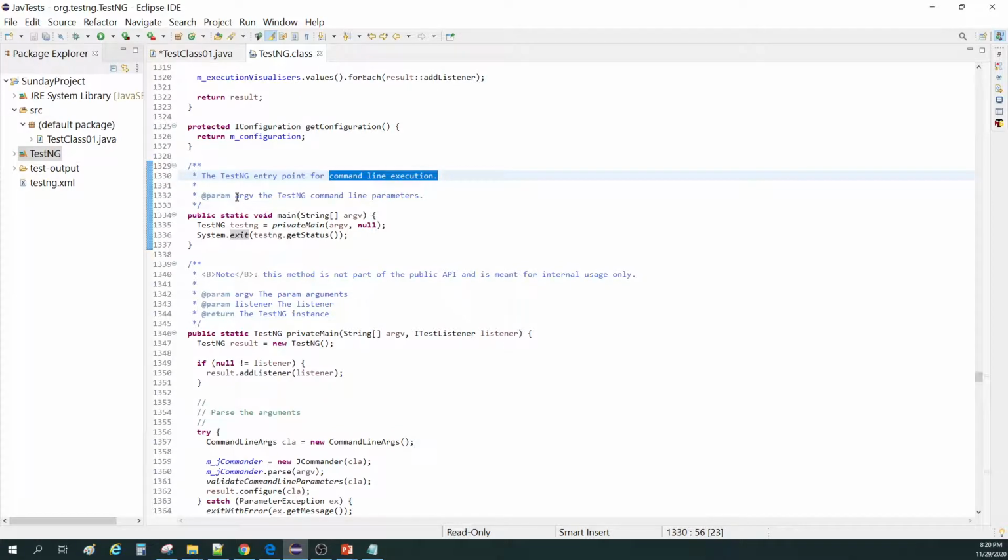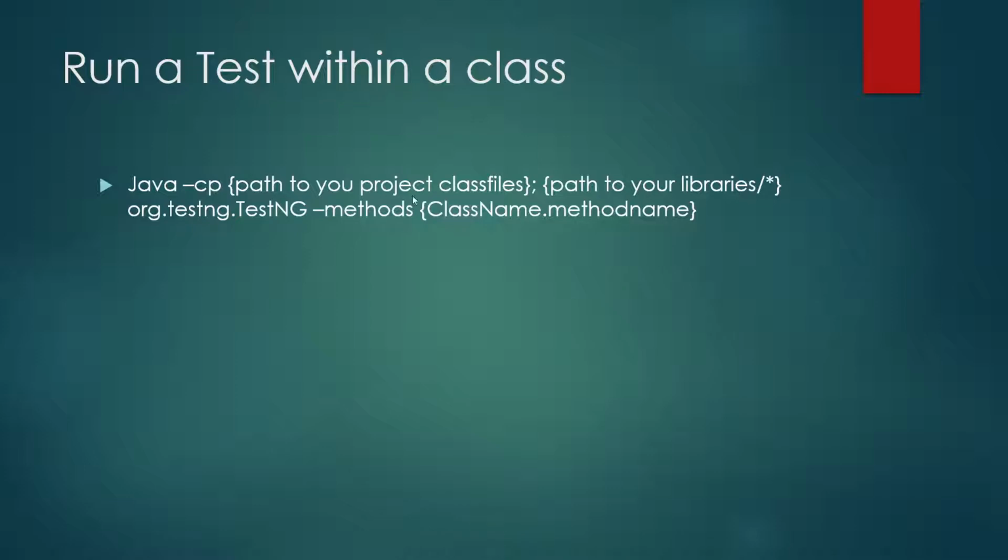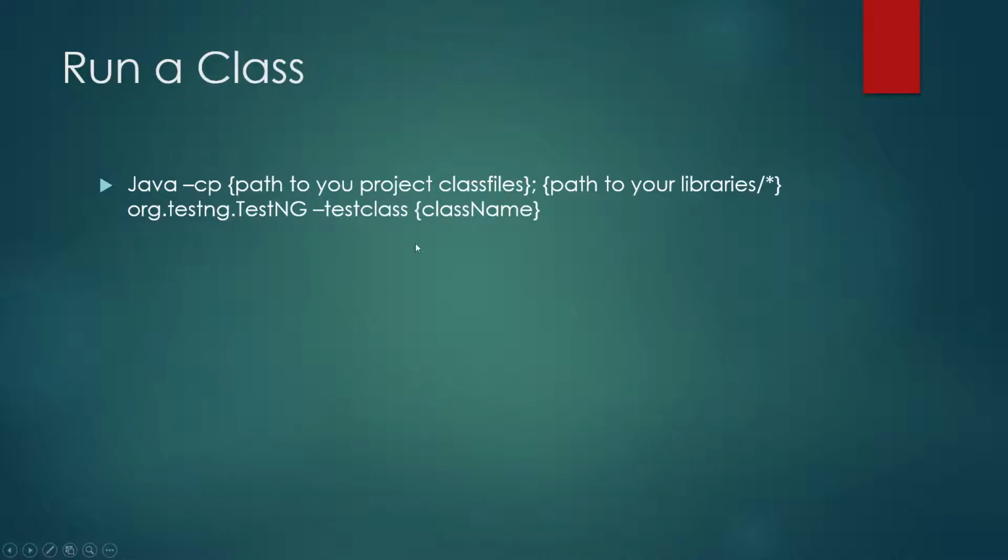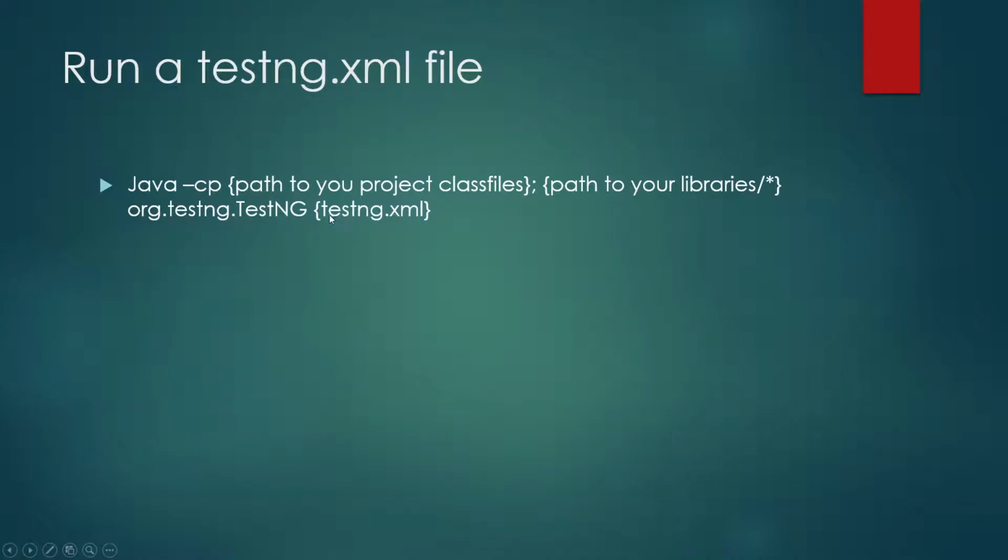Where this argv is the command line parameters. And these command line parameters are nothing but the command line that we saw here, the methods and then the class method name, or if you're running a class, then hyphen testclass and the class name. This is accepted by TestNG. Similarly for TestNG, this is the argument that we are passing to TestNG. So that means TestNG has a main class which is taking this as an argument.